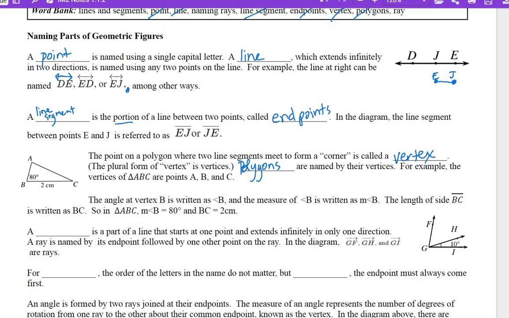A blank is a part of a line that starts at one point and extends infinitely in another direction. That's called a ray. For me, it helps to think of a ray of light. Starts at the sun and it goes forever. A ray is named by its endpoint, followed by one other point on the ray. So, for example, in this diagram, if G were the sun, Mr. Golden Sun. Okay. We would have GF is a ray, GH is the ray starting with G going in the direction of H, GI is the ray starting at G going in the direction of I.